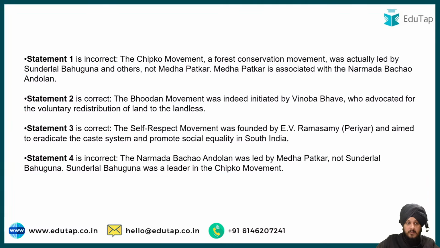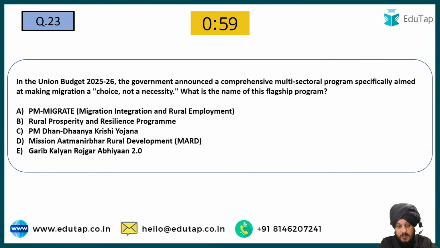Yes. So question number 23 now. In the Union Budget 2025 to 26, the government announced a comprehensive multi-sectoral program specifically aimed at making migration a choice, not a necessity. What is the name of this flagship program? So this is related to budget. Since this theme of this certain type of program, it was aligning with the social issues, तो मुझे लगा कि यार ये ऐड कर लेते हैं. ठीक है, आपके एग्जाम से रिलेटेड और इजी भी है. ये पढ़ा ही होगा आपने करंट अफेयर में.